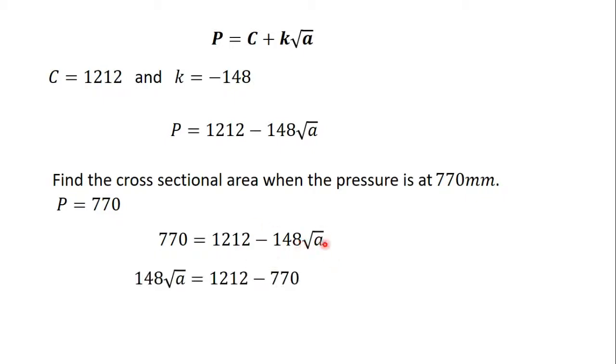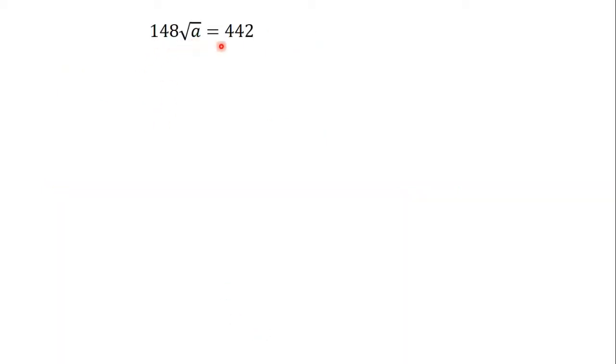If we rearrange this, I will send this term on the right hand side to the left hand side, then bring this one from the left hand side to the right hand side. We will have 148 square root of A, because when this crosses the equal sign, it becomes positive. Then this will give us 1212 minus 770, because this is positive here, so when it comes here, it becomes negative. This will give us 148 square root of A is equal to 1212 minus 770. And we will have 148 square root of A is equal to 442.